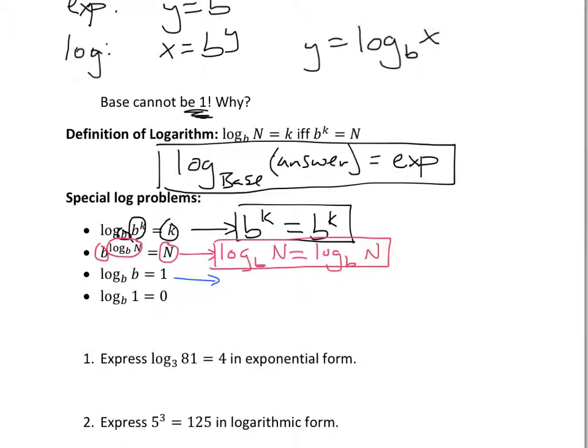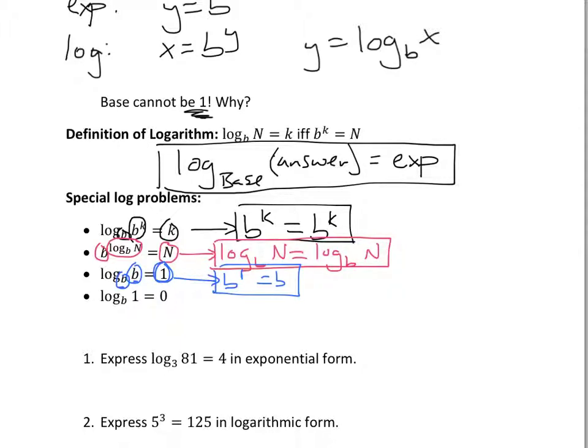So if log base b of b, if the base and the answer are the same thing, then the answer to this is always going to be 1. And I'll show you why. Because we convert this to an exponential: the base is b, the next number is the answer, and it equals the exponent. So 1 is my exponent. b to the first is b. So the log base b of itself is always, always, always 1.